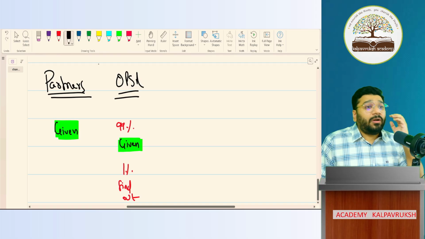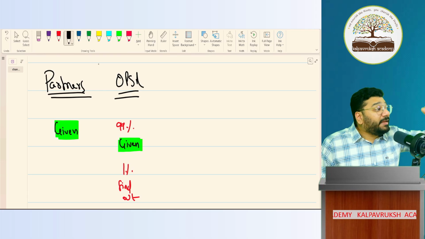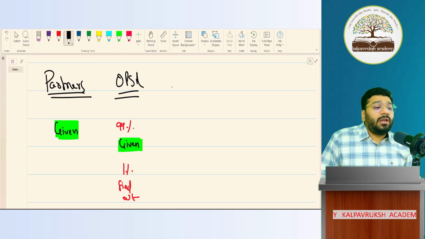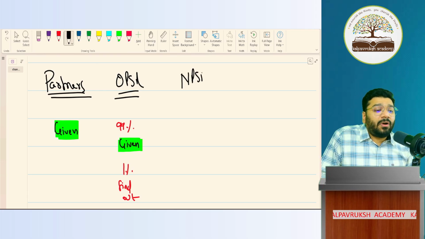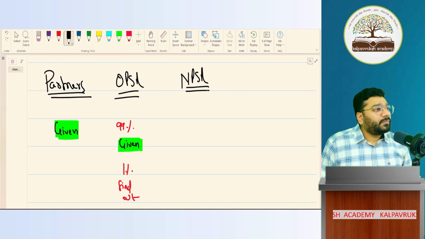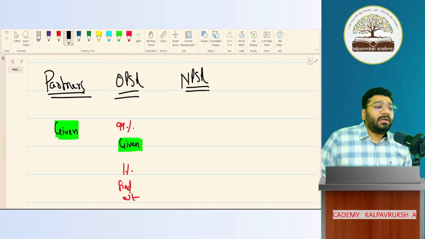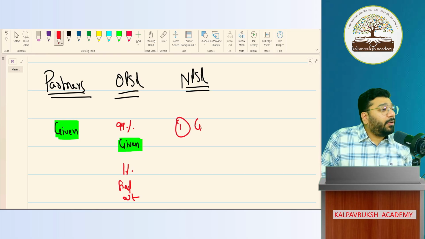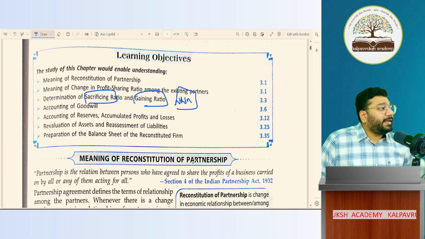Now what will the third column be? It depends on what information is given in the question. So the third column will be either NPSR or SRGR. In the question, they'll give you NPSR. For the third column to be NPSR, there are two possibilities. One, the new profit sharing ratio is directly given in the question.